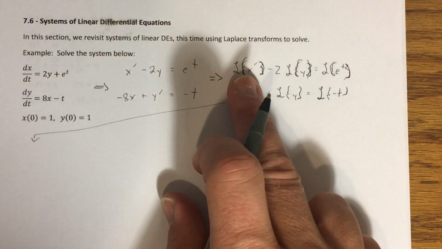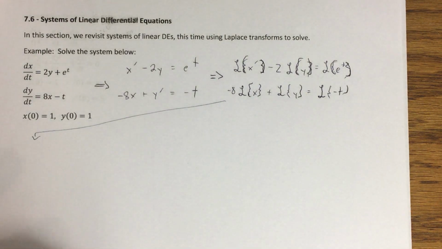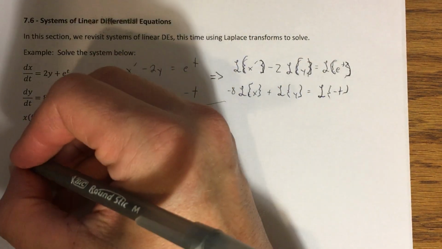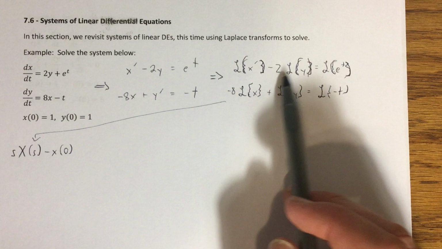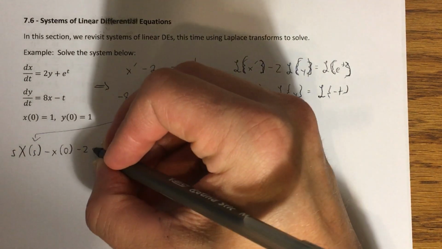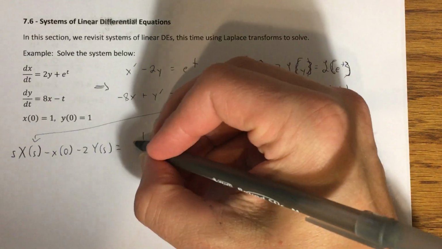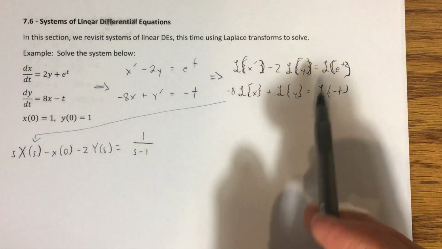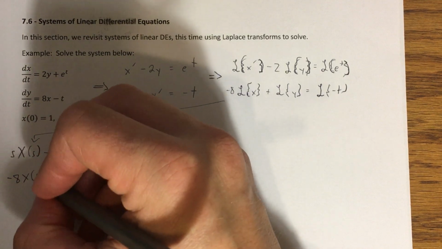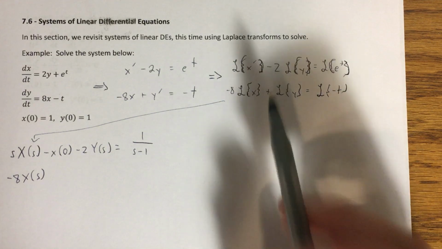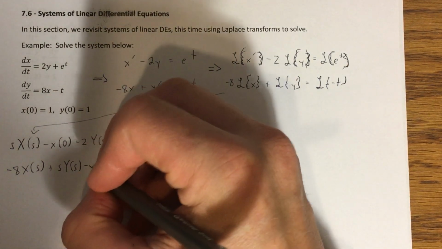So for x prime, because I have two functions of t here, x and y, when I take my Laplace transforms, I'm going to denote those by a capital X and a capital Y respectively. So this guy becomes s X of s, notice it's a capital X, minus x of 0, minus 2 times the transform of y, which would look like minus 2 capital Y of s, equals, and then I need my transform for e to the t, which is 1 over s minus 1. Then down here, negative 8 times my Laplace transform of x would just look like minus 8 X of s, plus the Laplace transform of y prime, which would be plus s Y of s minus y of 0.